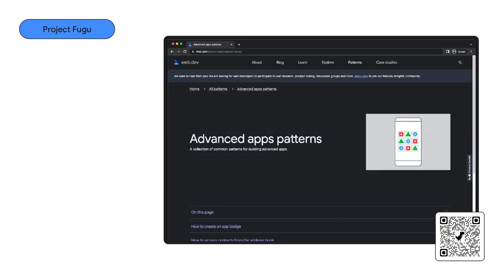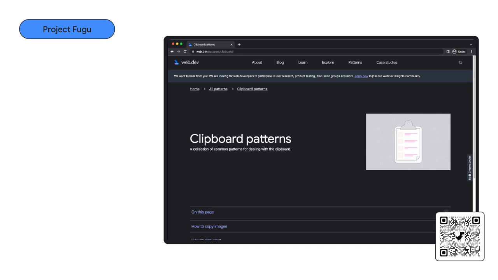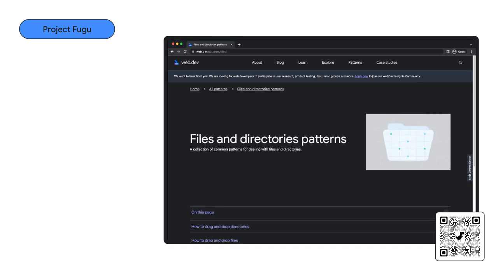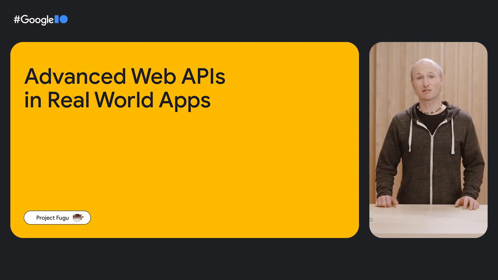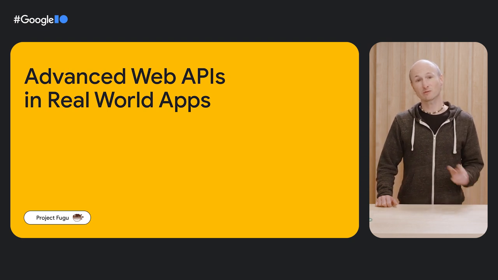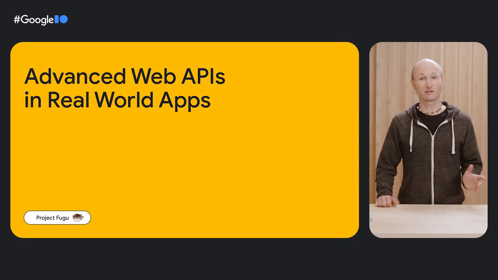They're all worth exploring, but I specifically want to highlight our advanced apps patterns collection, our cool collection of clipboard patterns, and our fantastic collection of patterns for working with files. I could go on and on, since these patterns are really useful. But I'm supposed to be talking about advanced web APIs in real-world apps, so back to that.